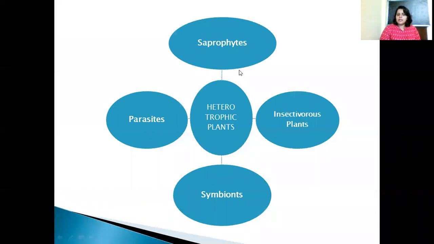Now coming to heterotrophic plants, or heterotrophic nutrition, there are different types of heterotrophic plants here. It may be parasites, saprophytes, insectivorous plants, or symbionts. Let us speak about them one by one now.